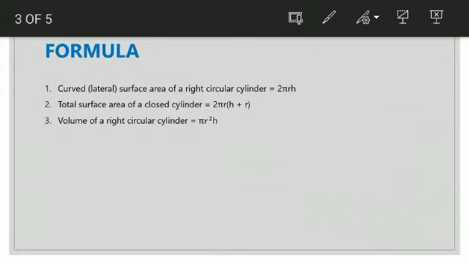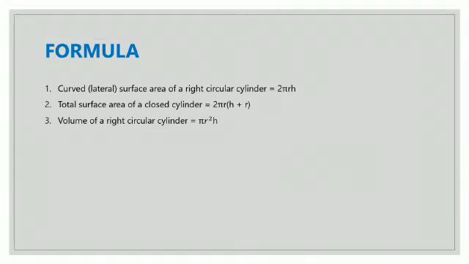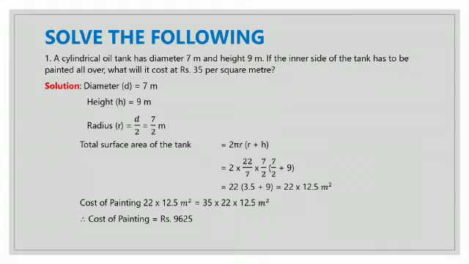So students, I hope you all have understood the formula of the surface area and volume of a cylinder. So formula: curved lateral surface area of a right circular cylinder equals 2 pi r h. Total surface area of a closed cylinder equals 2 pi r in the bracket h plus r. Volume of a right circular cylinder equals pi r square h. So based on this formula, we are going to solve a few sums.